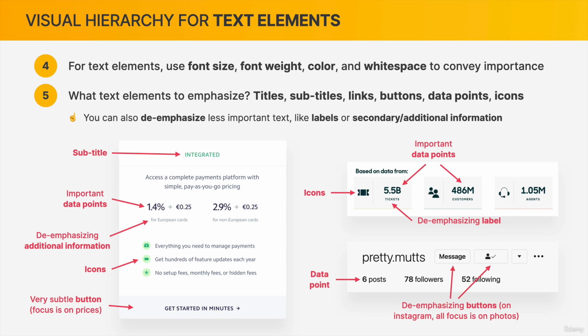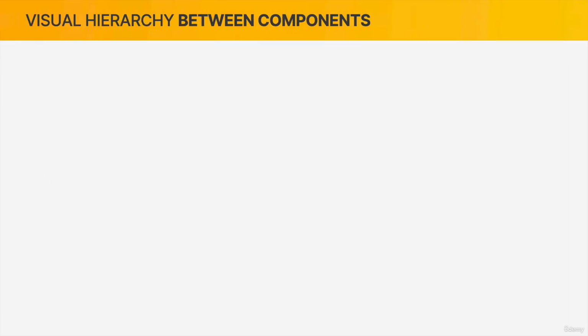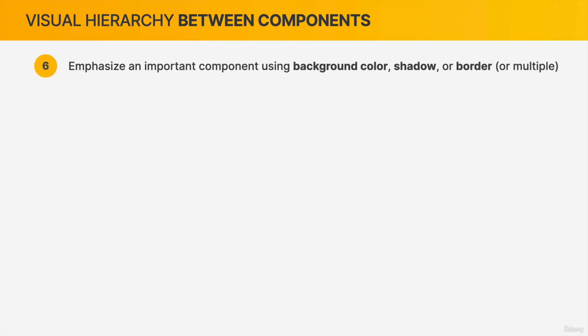All right. So that was a lot to take in about visual hierarchy for text elements, but we're not done yet, because now we need to talk about visual hierarchy between components. So that's also super important. And by components, essentially I mean groups of elements or big areas of content. So let's focus now on establishing visual hierarchy between components. And the way we do that is through a combination of background colors, shadows, and borders.